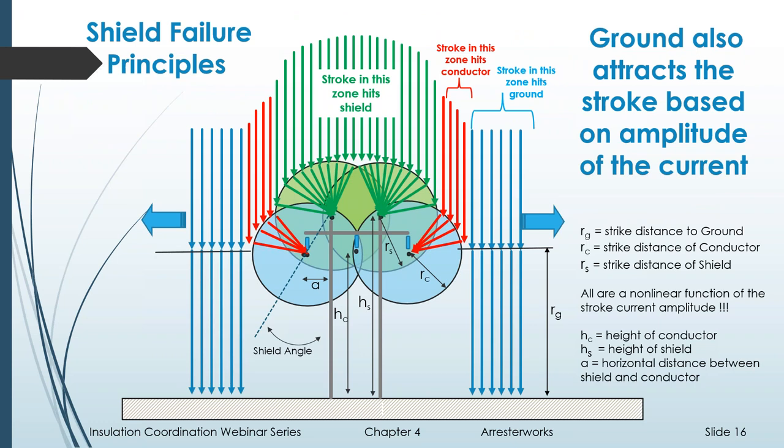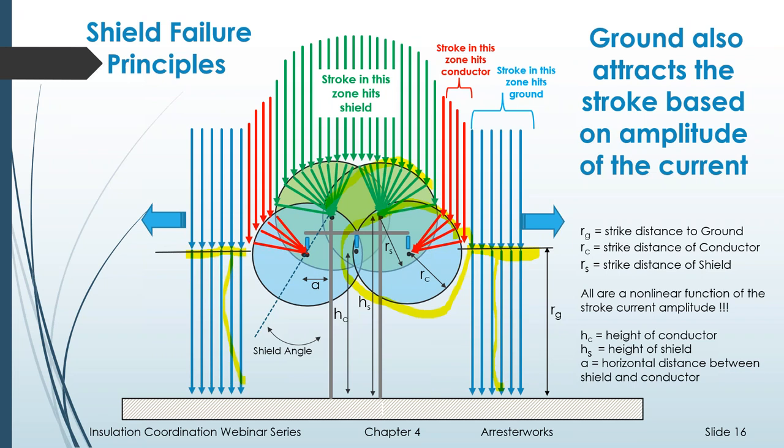Also, I should say that the ground, the earth itself, is a collector. Once you get so far away from the tower, then the strike is going to hit the ground no matter what. And so all three of these strike collection zones are variable. They vary based on the current amplitude.